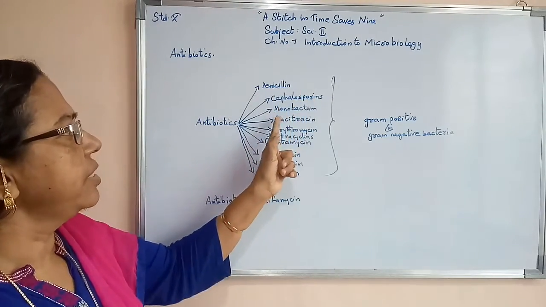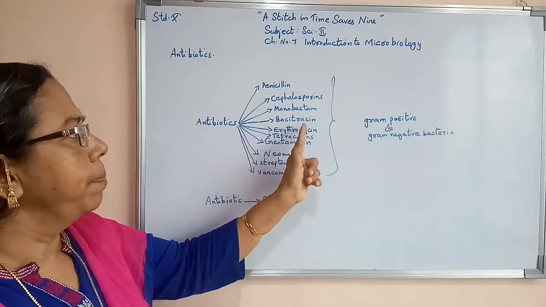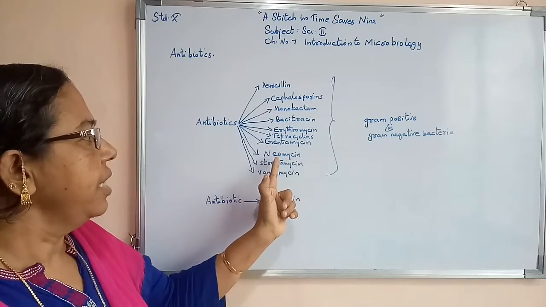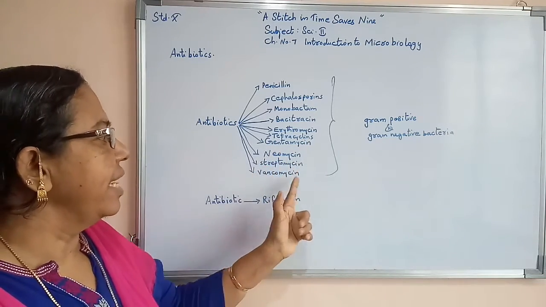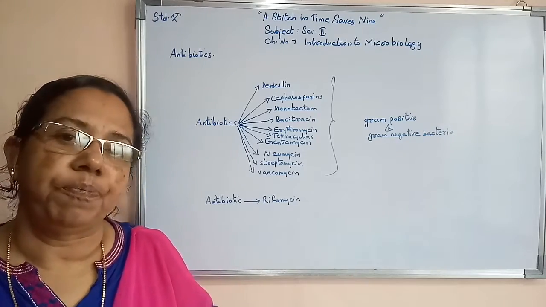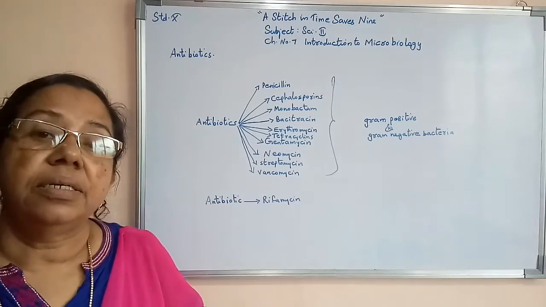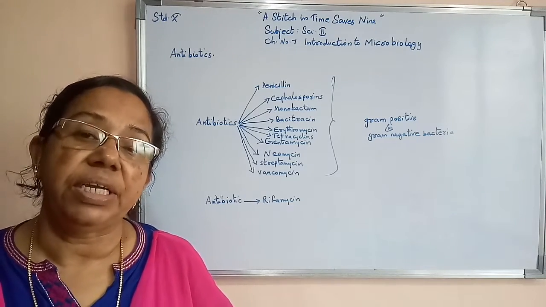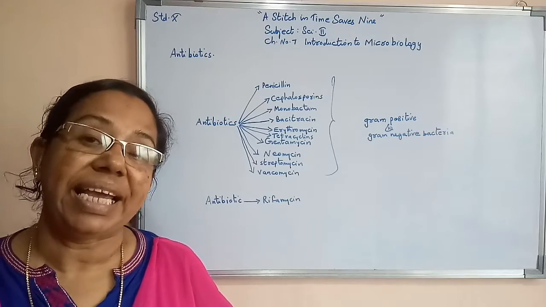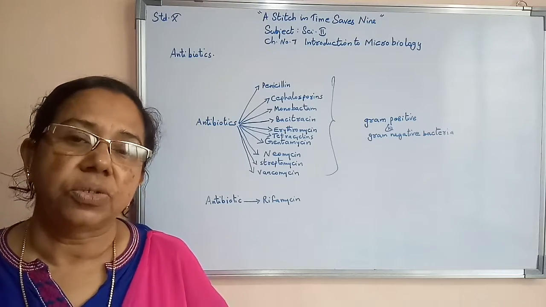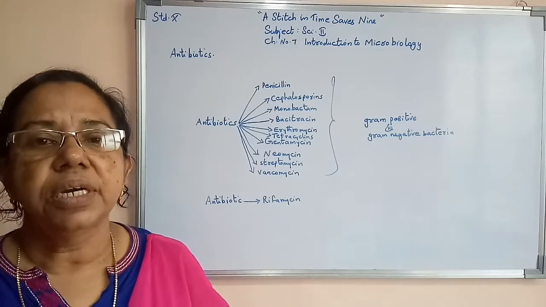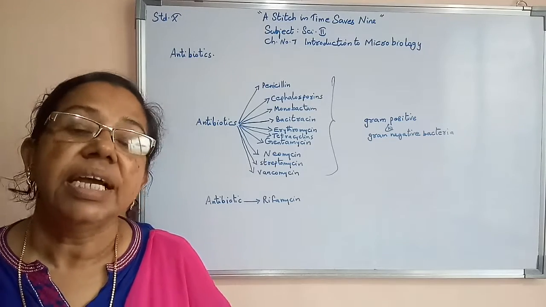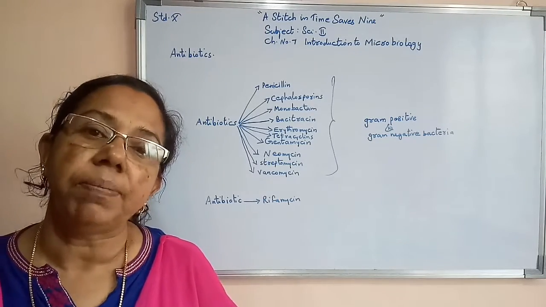Penicillin, cephalosporins, monobactam, bacitracin, erythromycin, tetracyclines, gentamicin, neomycin, streptomycin as well as vancomycin. Now here rifamycin is another type of antibiotic which is very effective against tuberculosis. So the people who have tuberculosis are given this kind of antibiotic by the doctors. As a result, they are getting cured of tuberculosis.